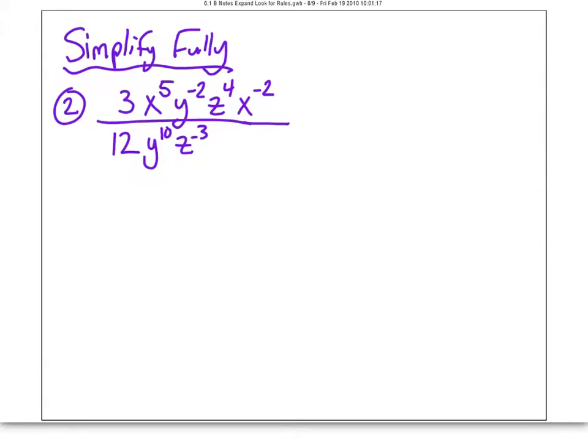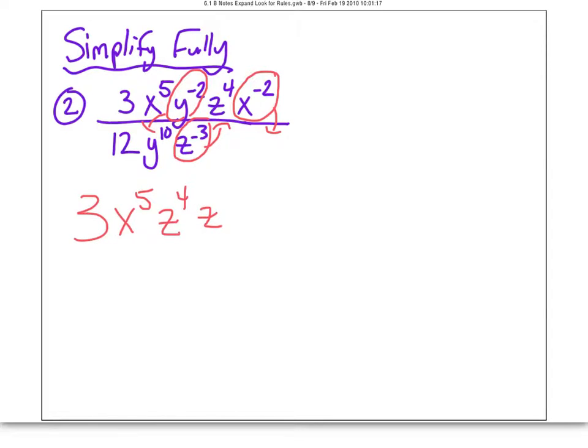The last problem, let's see what we can do. Again, I'm going to start with my negative exponents. I'm going to move this, this, and this, and just rewrite it. So we have 3x to the 5th, z to the 4th. The z negative 3 comes up to z positive 3. At the bottom I have 12, y to the 10th. The y negative 2 is coming down to become positive. The x negative 2 is coming down to become positive.